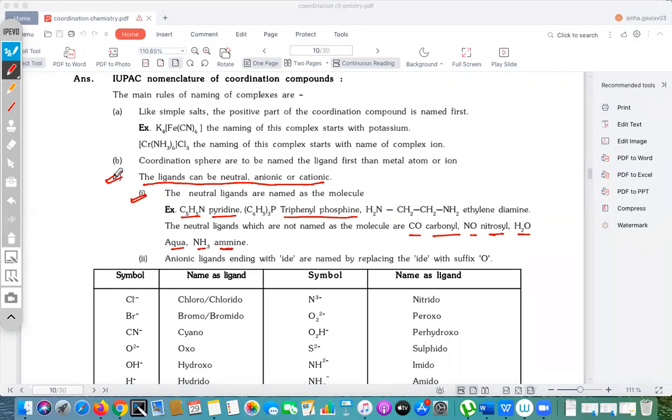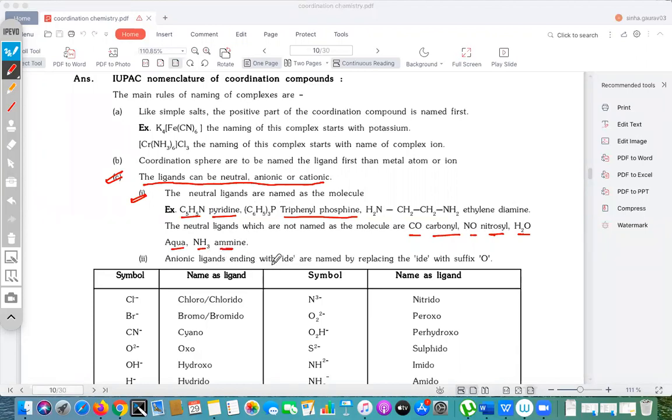In fact, this point number C, you have to go through properly. It's very important, right? The neutral ligands are named as the molecule, but these are some different names we have. CO is carbonyl, NO is nitrosyl, H2O is aqua, NH3 is ammine, A double M. Okay, not single M, double M.